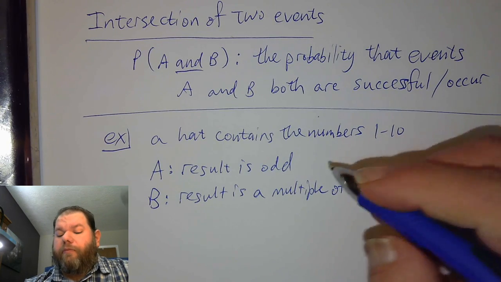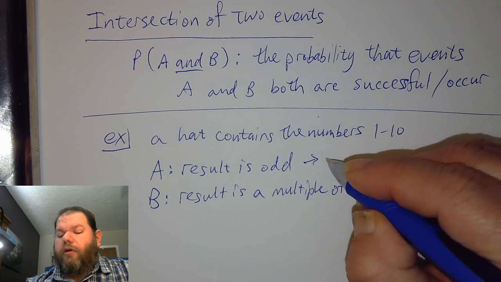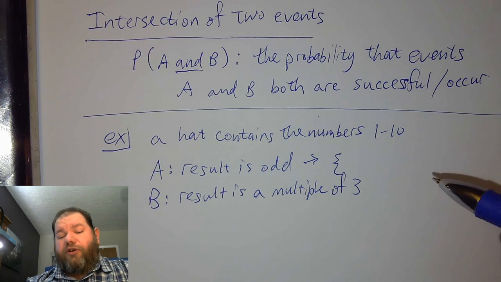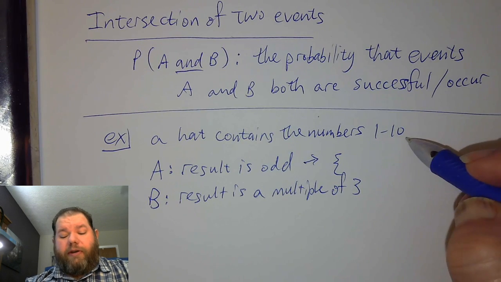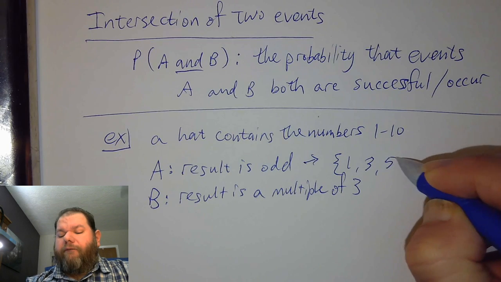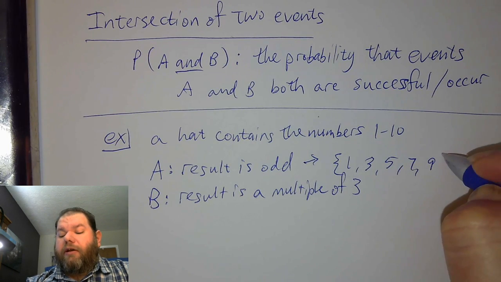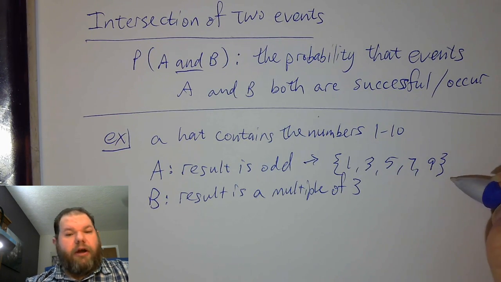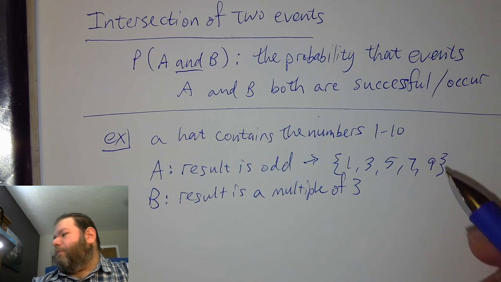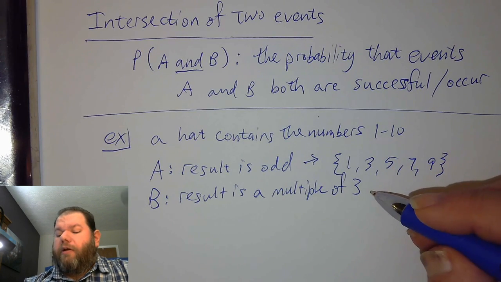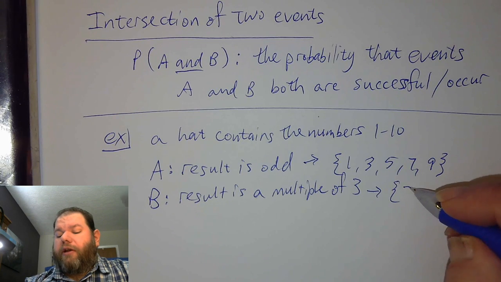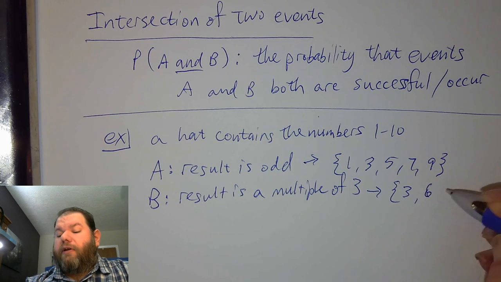Now, if the result is odd, we think of which numbers between 1 and 10 would make that true. Well, we know 1, 3, 5, 7, and 9 are all of the odd numbers between 1 and 10. Same thing with multiple of 3. In this case, we're looking at the numbers 3, 6, and 9.